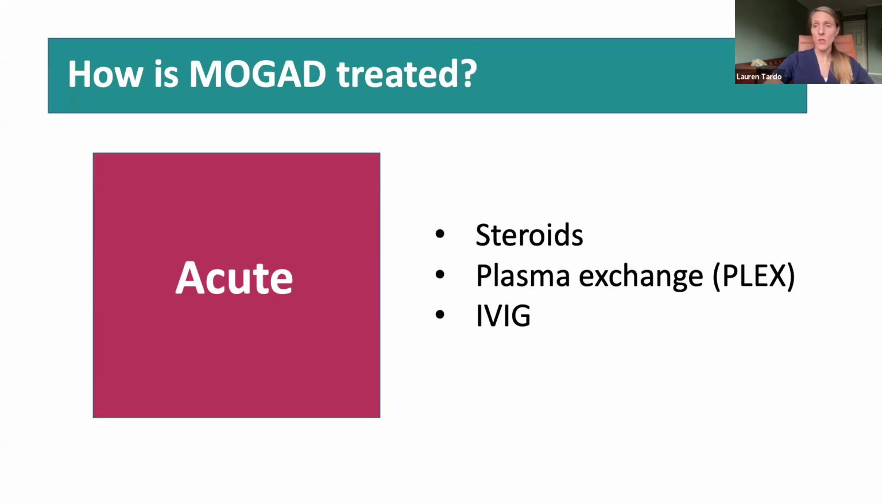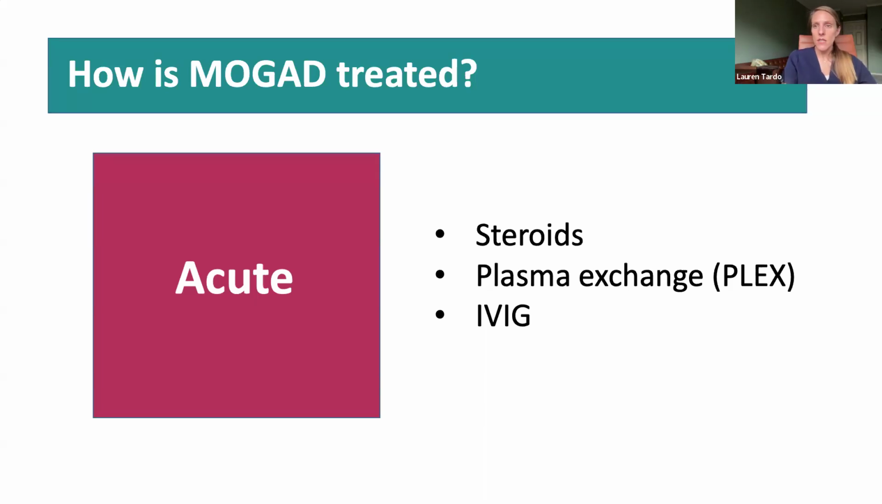And depending on response to that, we may escalate to other therapies. One is plasma exchange, or PLEX, as we commonly refer to it. In this, we're essentially washing the blood of those inflammatory components. Or sometimes we'll do IVIG, intravenous immunoglobulin, which is another way to reduce the inflammation that's ongoing.